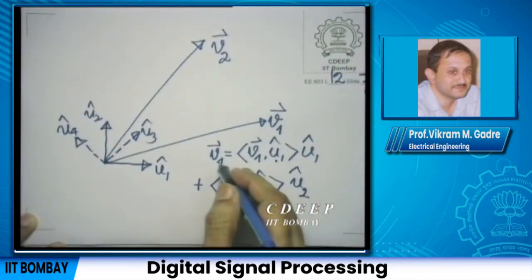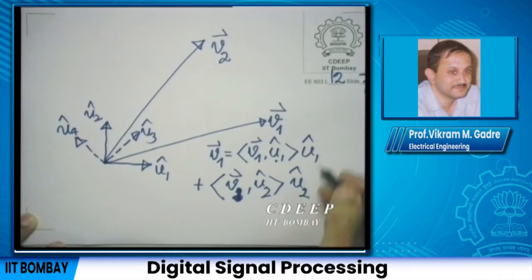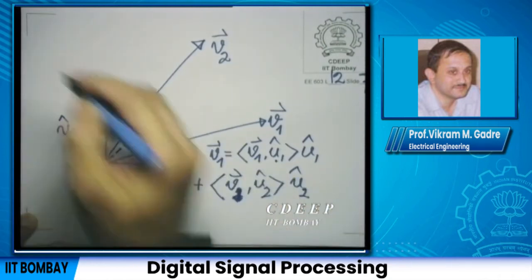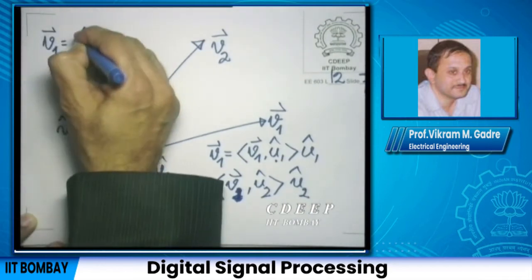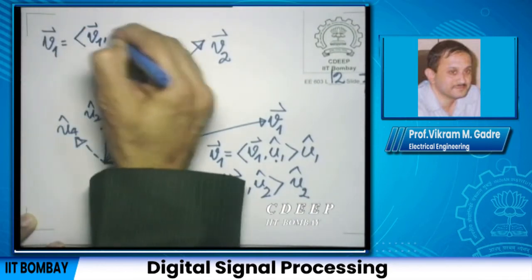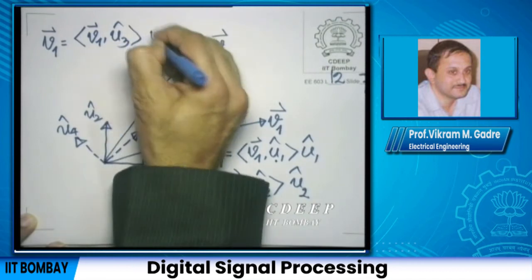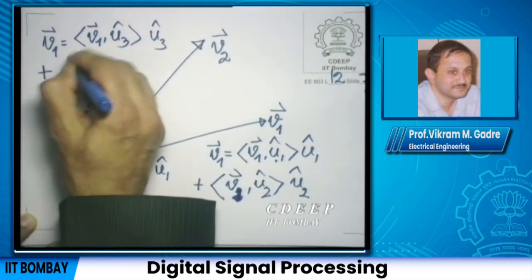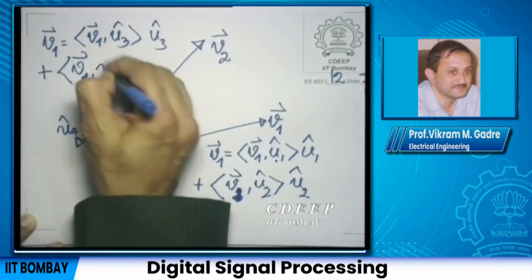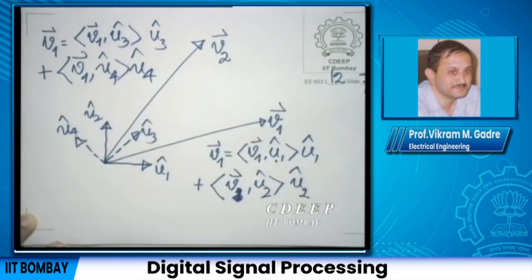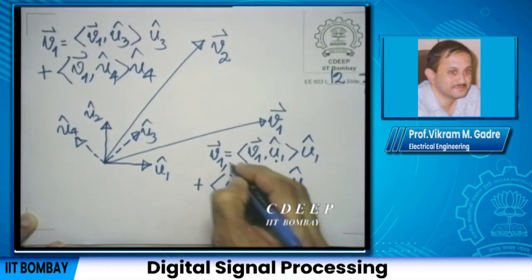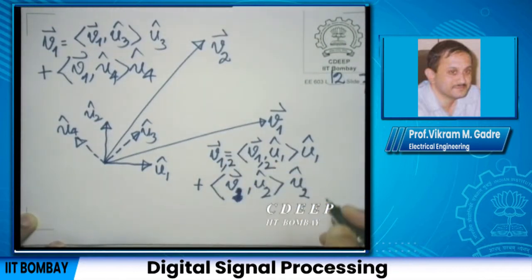So, now we have done this for V1. We of course can do the same thing for V1 with the basis U3 and U4. So, you can write V1 is also dot product of V1 with U3 times U3 cap plus dot product of V1 with U4 times U4 cap. And of course, if you like, I can complete this by putting 1 comma 2 here.